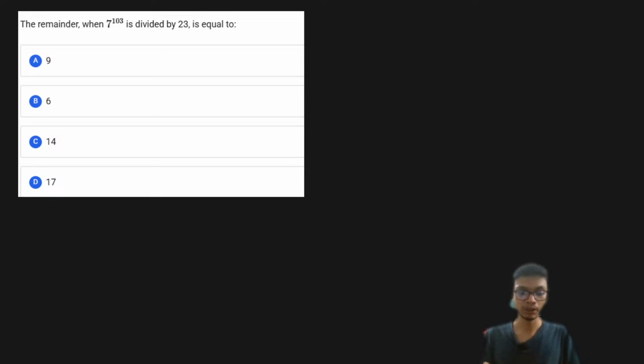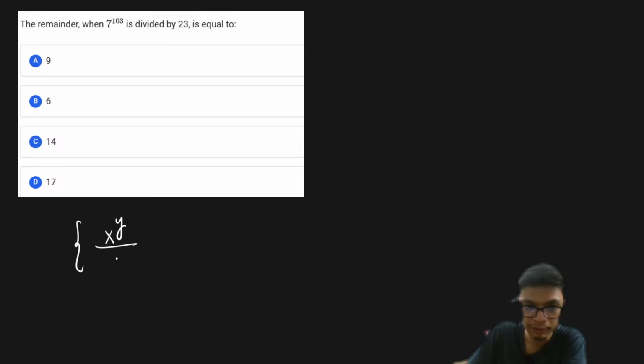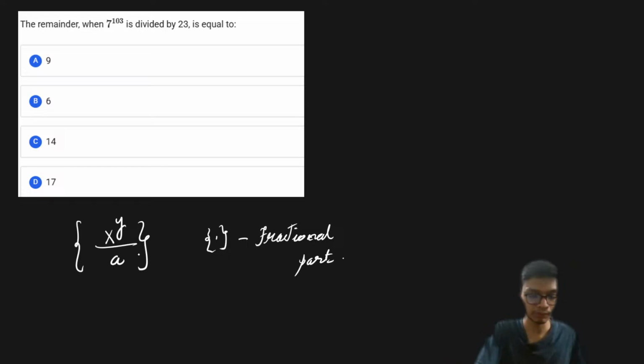Here you have a number given in an exponential form, and when you divide that number by another number, you have to comment upon what the remainder is. This kind of question can also be asked in the form of the fractional part. You might have encountered a question where you have to calculate the fractional part of some x to the power y when divided by some number a, and these curly braces denote the fractional part function.